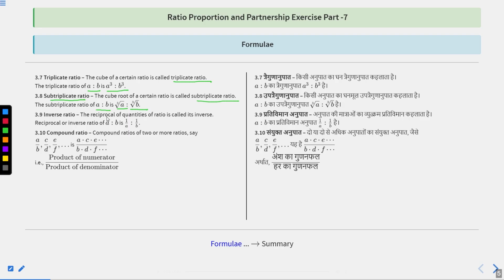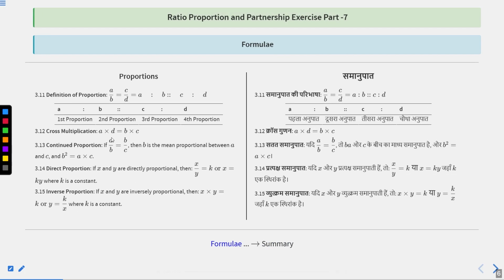What is inverse ratio? The reciprocal of the quantities of the ratio is called its inverse ratio. Okay. So if the ratio A ratio B is given, then 1 upon A ratio 1 upon B is called inverse ratio. What is compound ratio? Compound ratio of two or more ratios is when we take the product of all the numerators and the product of all the denominators. For example, if we have the ratios A upon B, C upon D and E upon F, we can write A into C into E upon B into D into F, and this is called compound ratio.